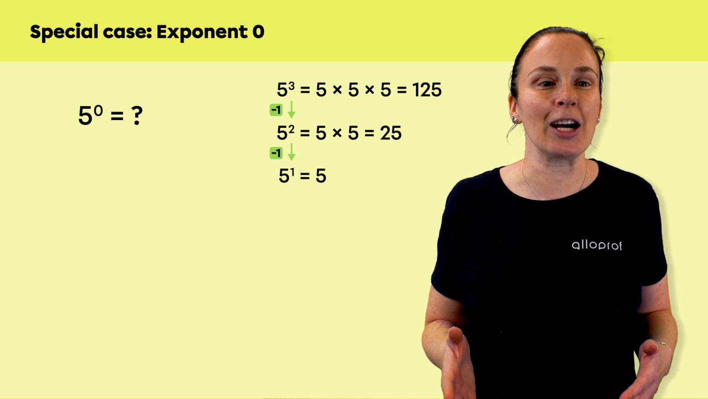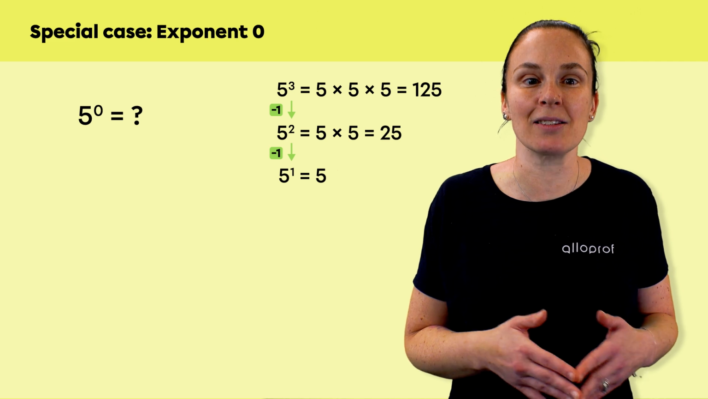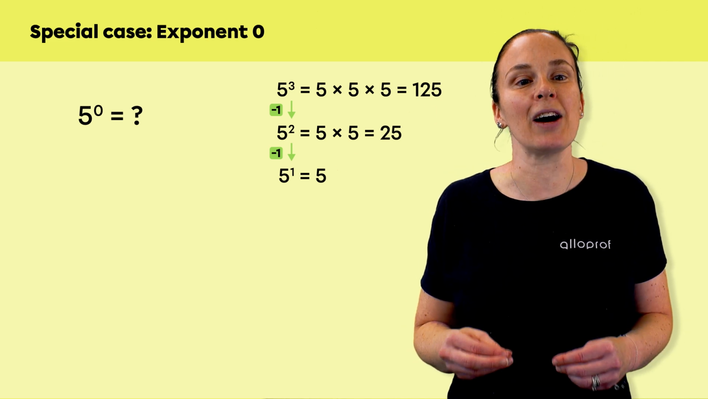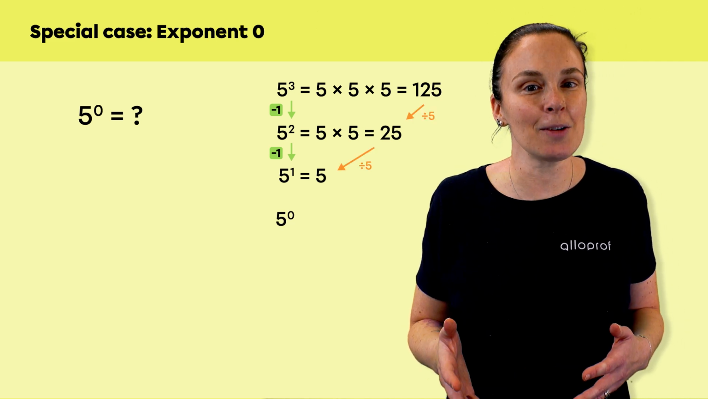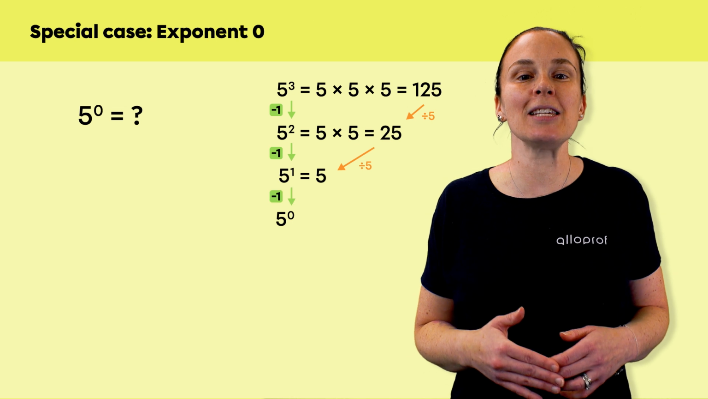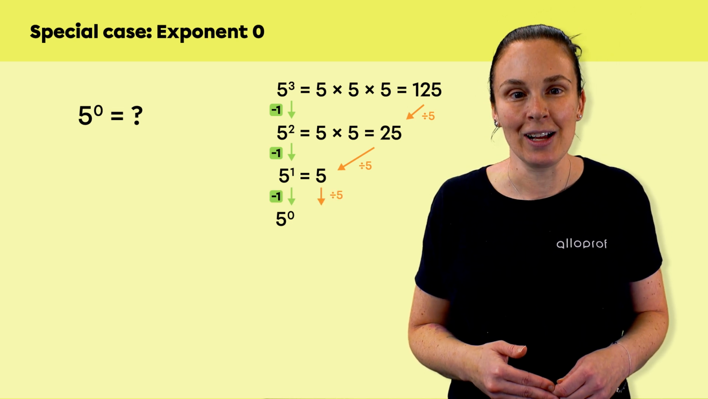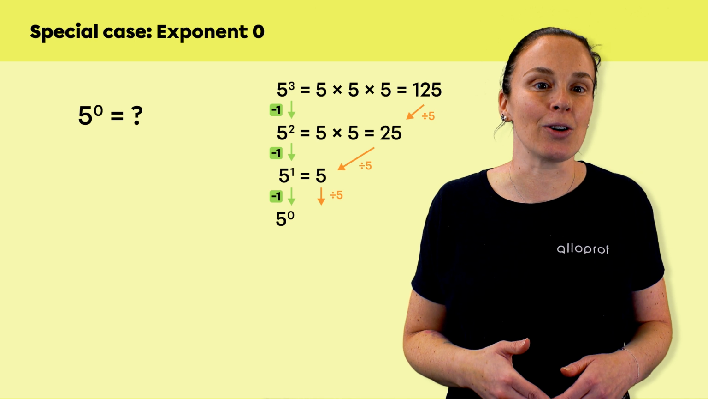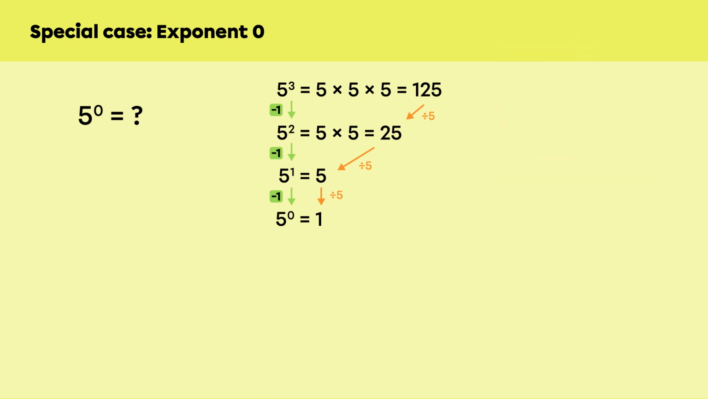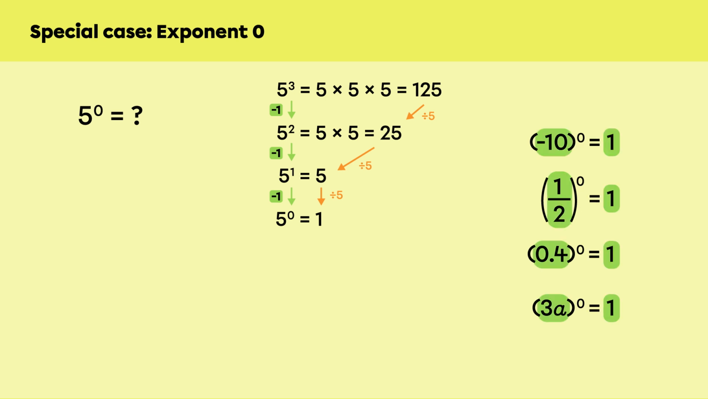Notice that every time the value of the exponent assigned to the base is decreased by 1, the power is divided by 5. For 5 to the power of 0, we must decrease the exponent by 1 again, so we still have to divide the power by 5. This gives us 5 to the power of 0 is equal to 1. Whether the base is negative, a fraction, a decimal number, or a variable, if it is assigned an exponent 0, the power always equals 1.